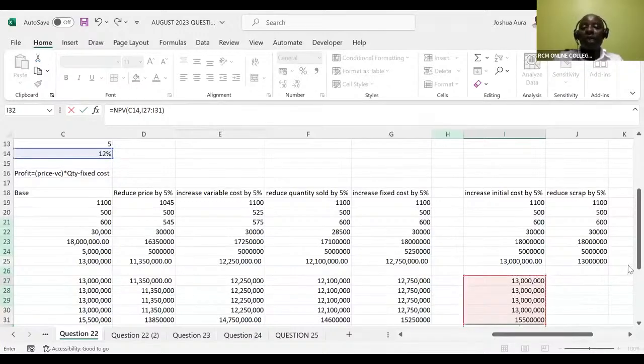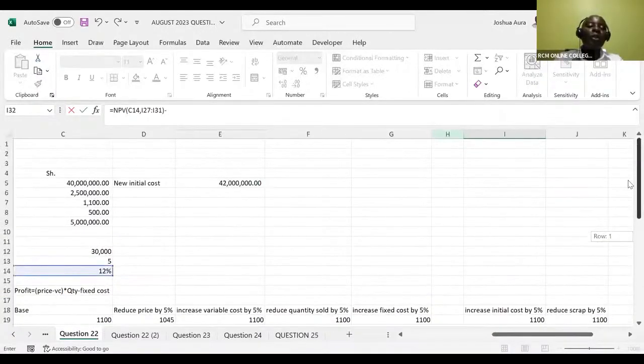So after closing brackets, then what do you have? You'll come and say minus the initial outlay. So what is the initial outlay? It is the new initial outlay, because this time around we're doing sensitivity of the initial outlay. So you say enter like that.